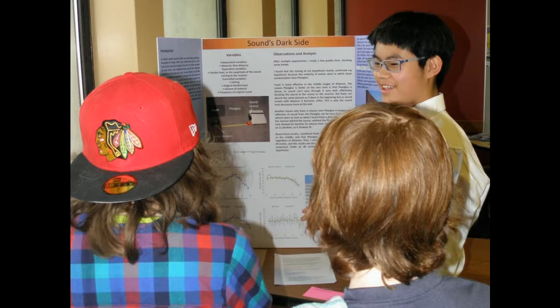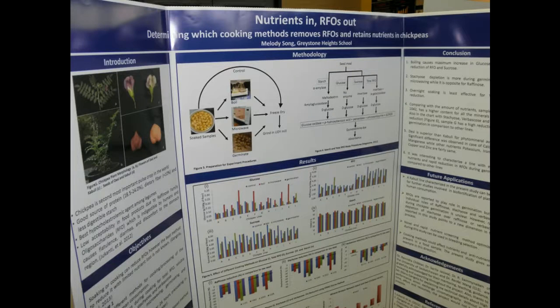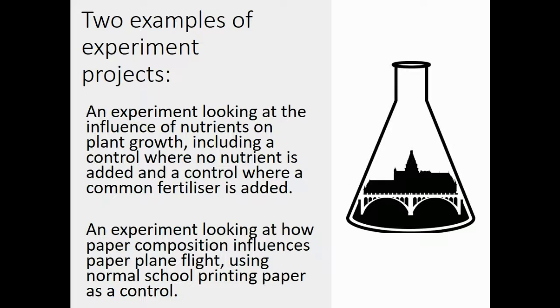Experiments have a hypothesis they are testing, a well-thought-out experimental design including a control, independent variable or variables, and replicates. Two examples of experiment projects are an experiment looking at the influence of nutrients on plant growth, including a control where no nutrient is added, and a control where a common fertilizer is added. An experiment looking at how paper composition influences paper plane flight, using normal school printing paper as a control.